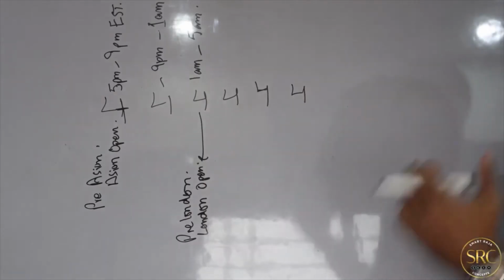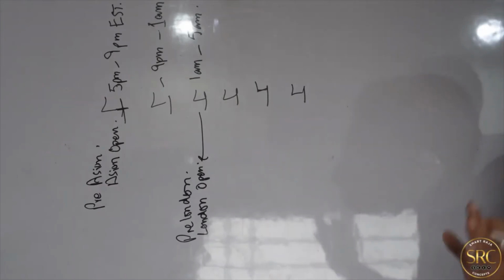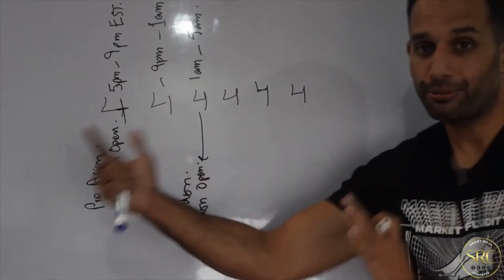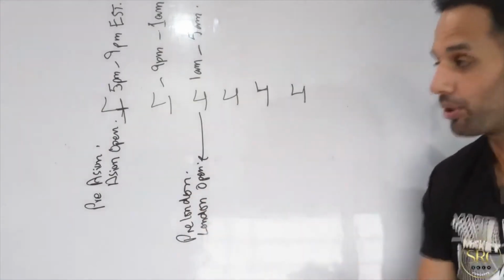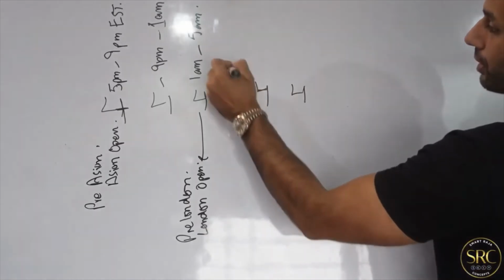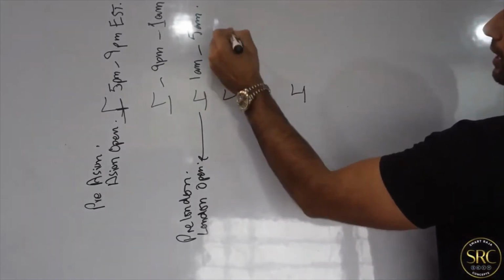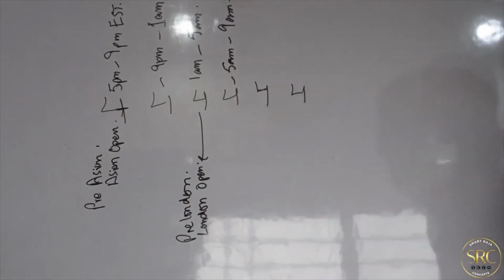So the point is, whenever you're trying to make a trading plan, you have to choose which time frame you're going to trade. This is very, very, very important, the most important aspect. Next, we have 5 a.m. all the way into 9 a.m. Eastern. We have another 4-hour candle.